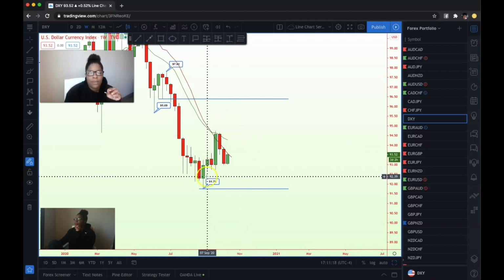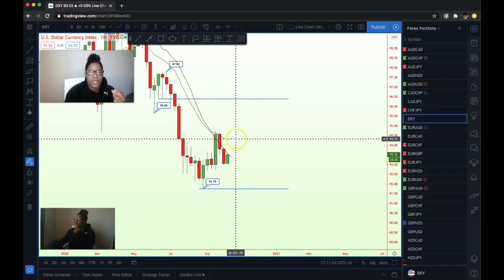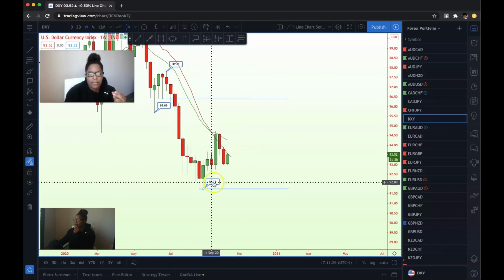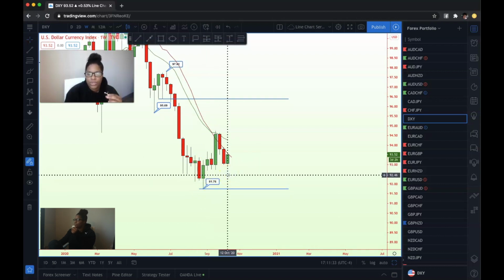So I'm still thinking that maybe we could get a potential retracement, y'all. I'm just thinking we can get a retracement only because of what the daily is doing. Because if we stay above 91.76, and it just has to do with this one candle here, you guys. Remember, all it takes is one candle for you to be profitable.